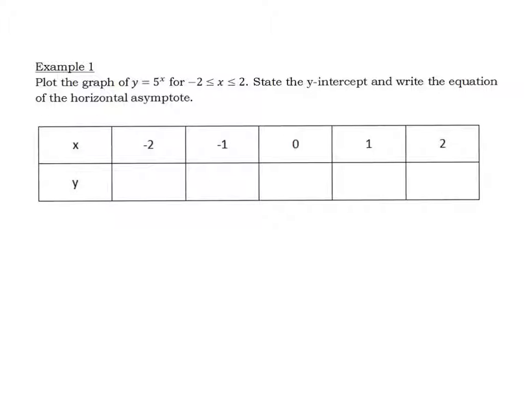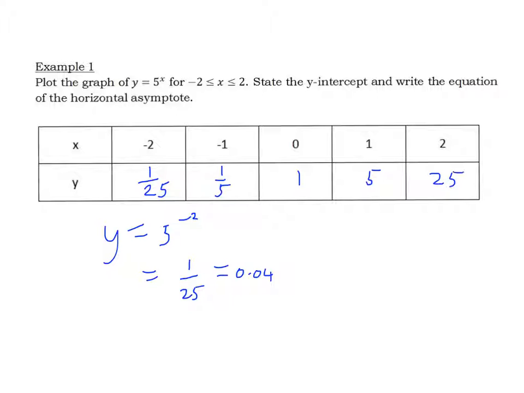So the first one is x equals negative 2, so you substitute negative 2 into the equation, and that'll give you 1 on 25. If you prefer, you can write that as a decimal. And you just continue that process on, just substituting the x value in. You can check it on your calculator. These are the values that you will get.